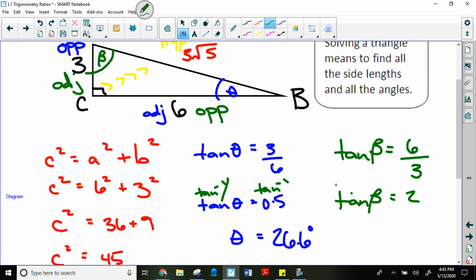We're undoing with the same color. I hope you can handle that. And then we're left with beta is second tan of 2, 63.4, I'm just doing one decimal place, 63.4 degrees. Does that make sense? Well, we know one corner is 90, we know the other corner is 26.6, and the third corner is 63.4. Add them all up, 180. Life is good.